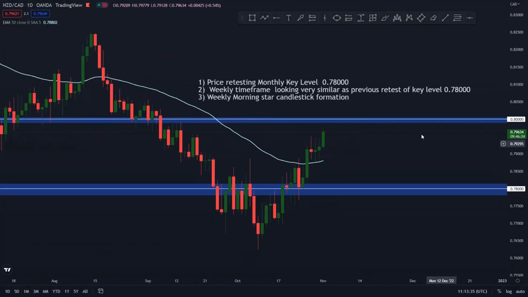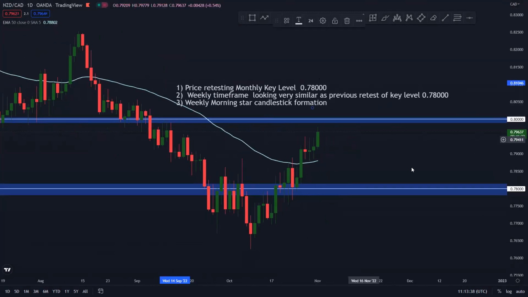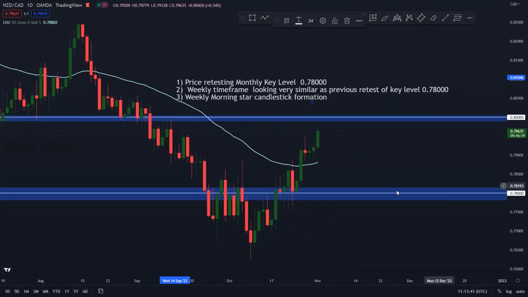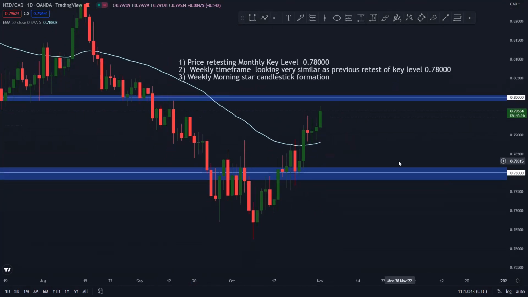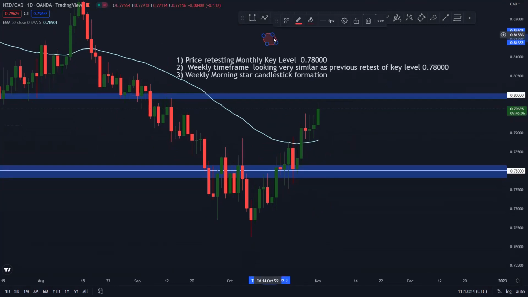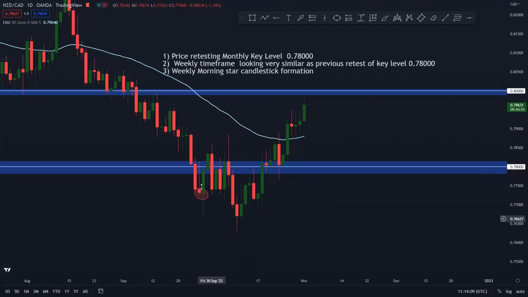Then from the daily time frame, what can we see from the daily time frame? Clearly we were creating a series of lower highs and lower lows. As you can see, we had a lower high, we had a lower low, we had a lower high, we had a lower low, we had a lower high, we had a lower low, we had a lower high.